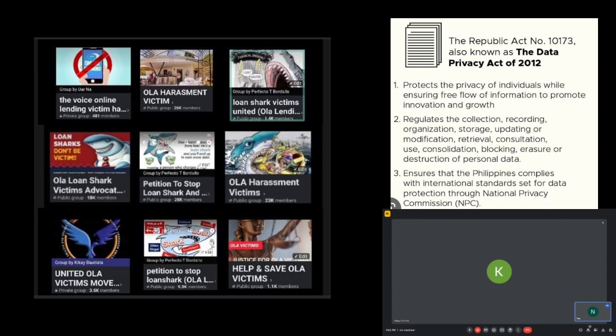And, baka kulangin tayo sa time at hindi na ako makauwi.